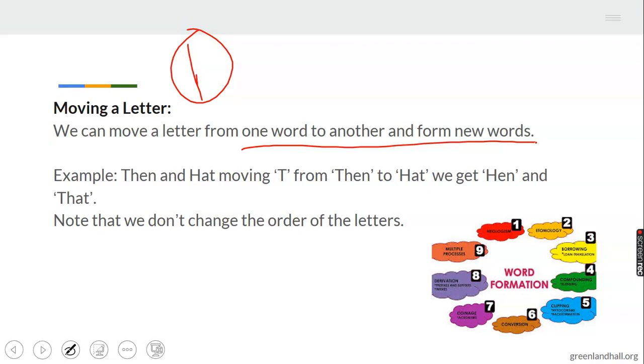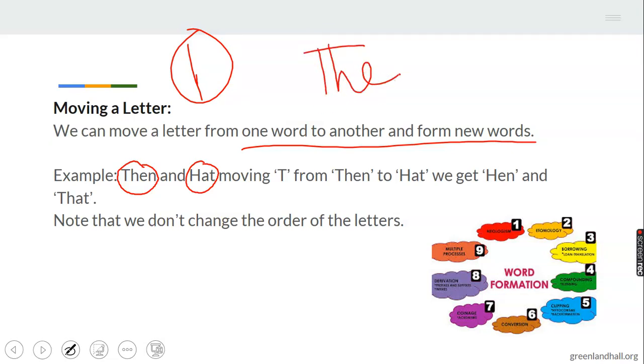For example, let's make use of these words here: then and hat. Can you see those two words circled already? Remember, when moving letters, letters are just the letterings A, B, C, D, and the rest of them. So we are having then and hat. How are we going to form a word using this? Let's see. We have then here.